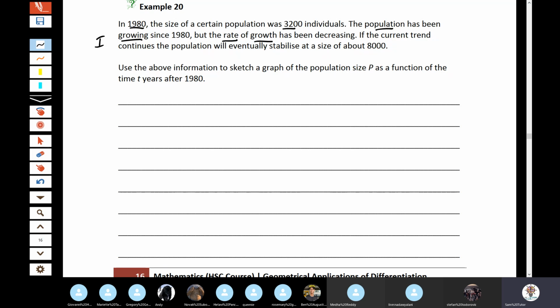If the current trend continues, the population will eventually, what does that word mean? Stabilize at a size of about 8,000 in the future. Asymptote is the good word we want to get used to because that's what you're approaching, right? Your graph is going to eventually approach 8,000. Now, ready for it? We are at 1980. There we are. We have 3,200 people. You don't start before it because you don't know anything before 1980.